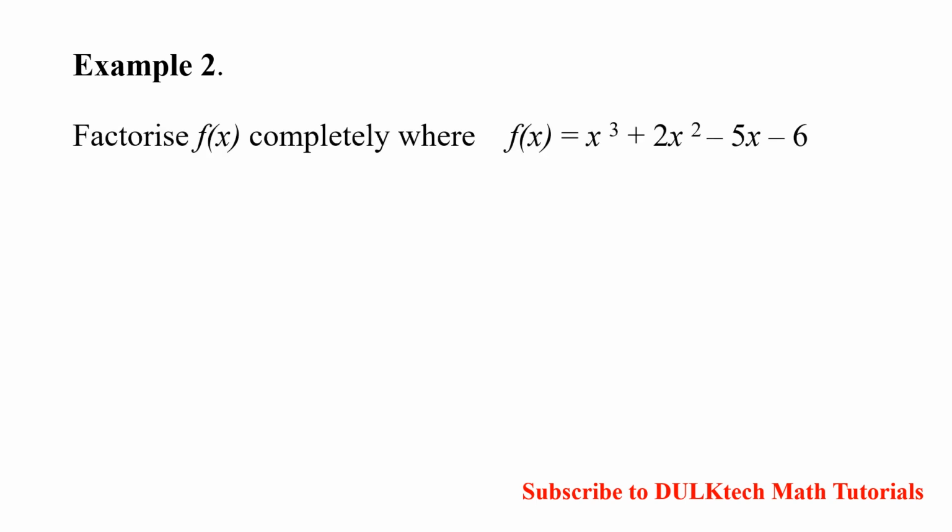Right, factorize f of x completely. In this case, we were not given the factor, so we have to look for the factor ourselves. Right, so we start with a root. Let's use the trial and error method to look for the root. We try.